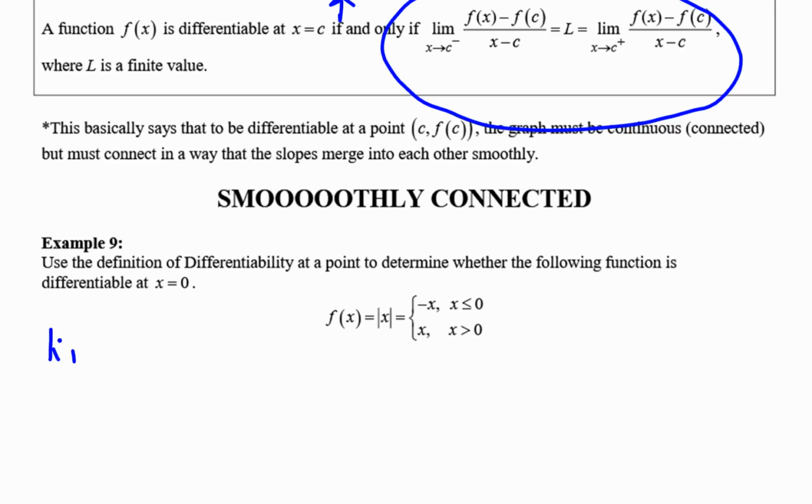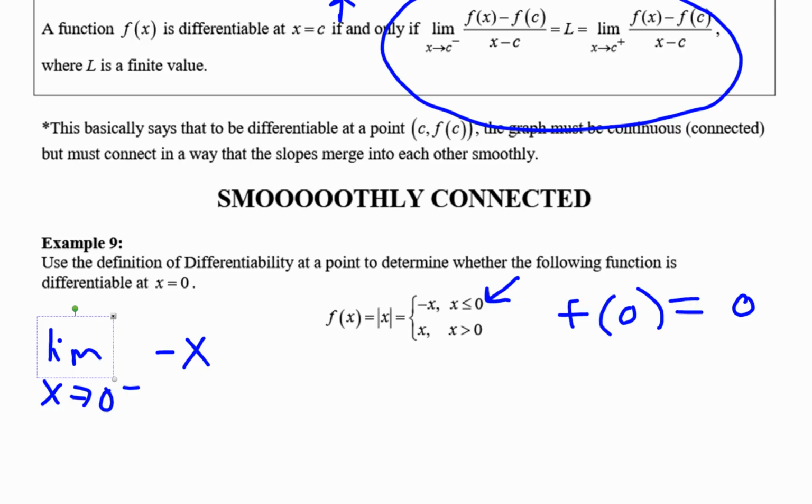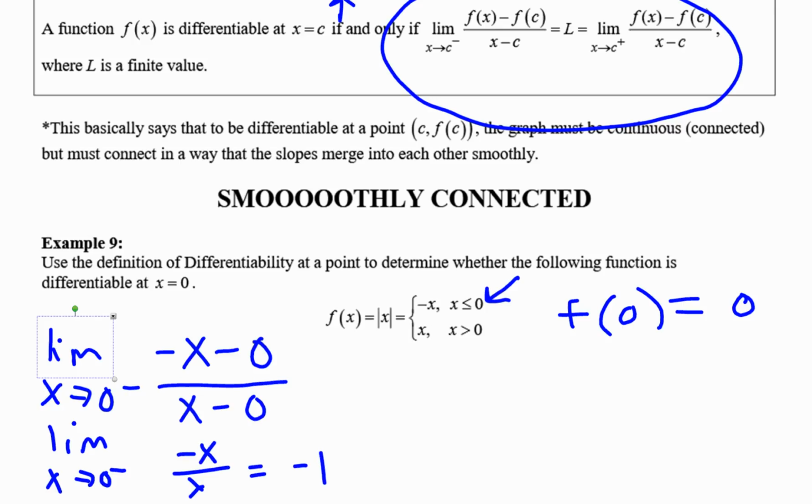So if we take the limit as x approaches 0 from the left, we would be talking about this function. So we have negative x. Let's see, f of 0 is 0. So -0 if you want to put that, or you don't have to. I'll write it. Over x minus 0. So we get the limit as x approaches 0 from the left is negative x over x, or just -1.